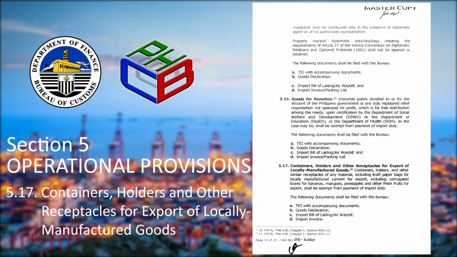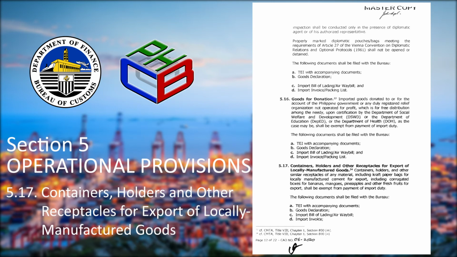5.17. Containers, holders, and other receptacles for export of locally manufactured goods. Containers, holders, and other similar receptacles of any material, including kraft paper bags for locally manufactured cement for export, including corrugated boxes for bananas, mangoes, pineapples, and other fresh fruits for export, shall be exempt from payment of import duty.